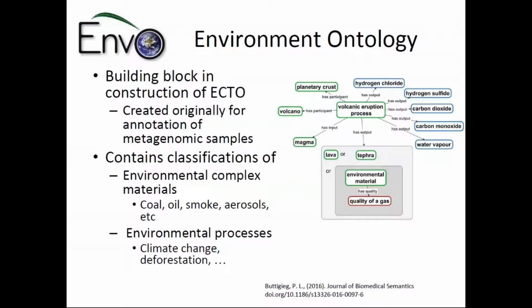So degradation of soil and climate change and so on are modeled within that. This is an example of how something like a volcanic eruption process is modeled in ENVO, with connections to the various different components and the things that it emits. And I think we might have a volcano ontology expert in the audience. So this maybe looks quite naive, this representation.